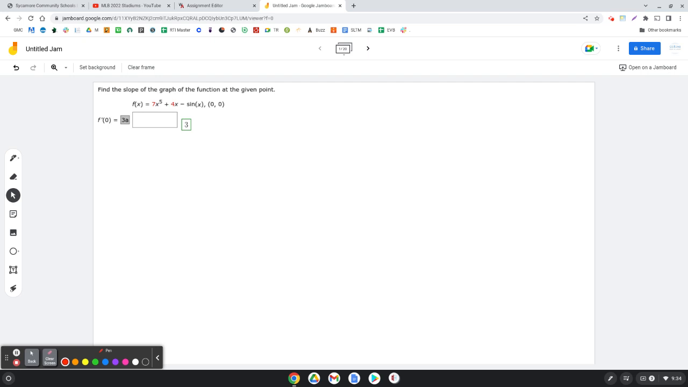This is a tough one, but we can do this in our graphic calculator. Okay, so I'm going to show you two ways how to do this. Now, when it wants the slope of the graph at a given point, you need to find the derivative and then plug the point into that derivative. Okay, so that's what we're going to do. F of x.